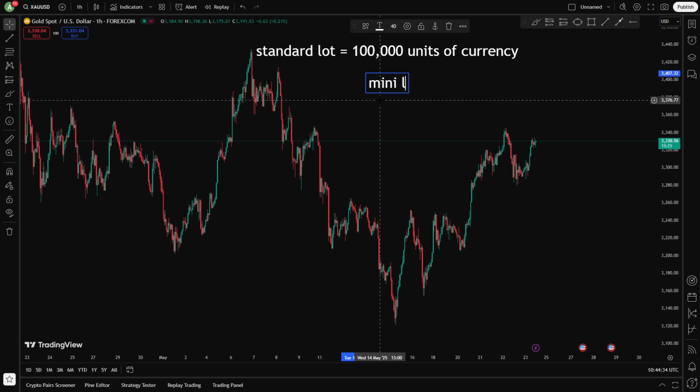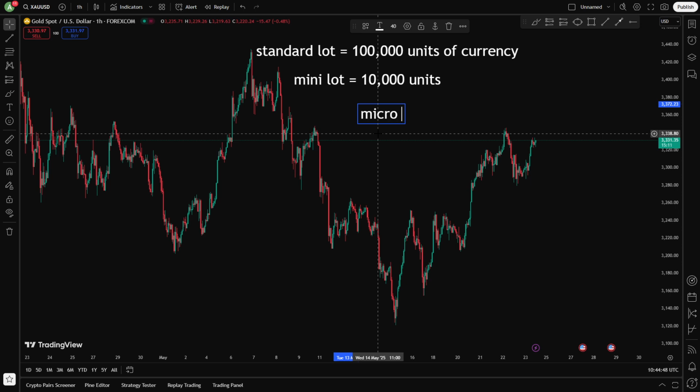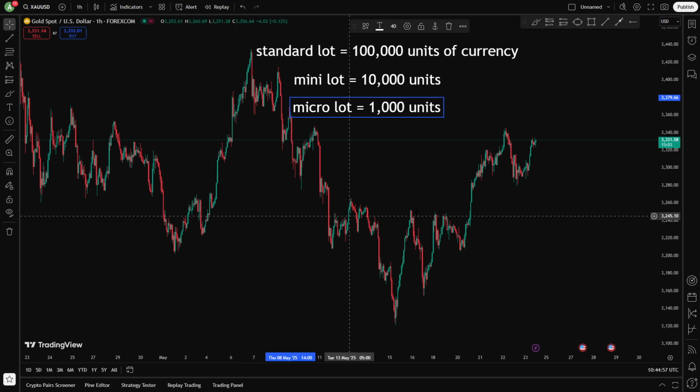And then there is mini lot. Mini lot is 10,000 units of currency. And lastly, there are micro lots. Micro is basically the lowest lot you can open in trading, which is 1,000 units. Just Google whatever you're trading, how much it costs for one unit, and it will tell you. And basically that is how much money it would take to open all those sizes. So basically, leverage helps you in this.